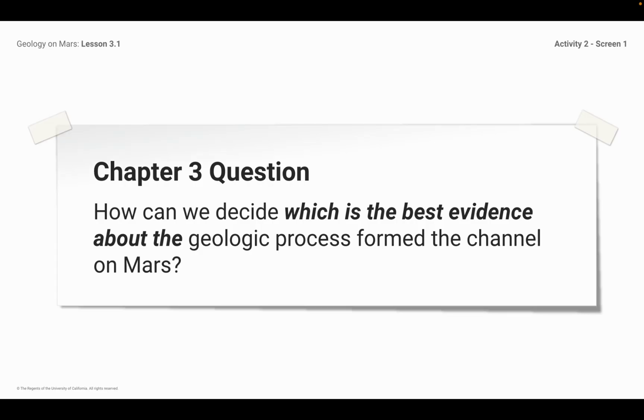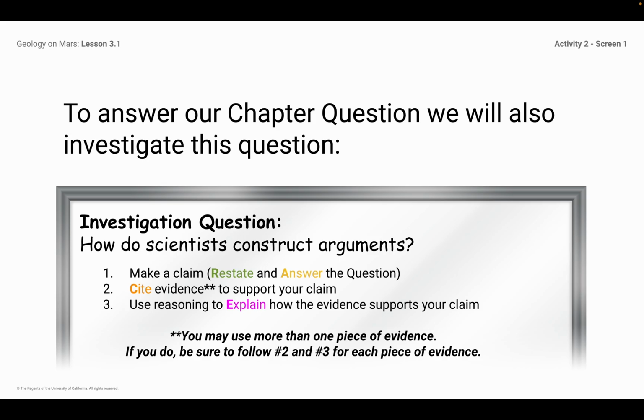All right, so our chapter 3 question is, how can we decide which is the best evidence about the geologic process that formed the channel on Mars? And again, I'm going to talk to you about RACE. So the investigation question is, how do scientists construct arguments? And I color-coded this to correlate with RACE, because I want you to understand, in this scientific argument, I'm not asking you to do anything that you don't already know or haven't already practiced doing with RACE. So number 1, you have to make a claim.